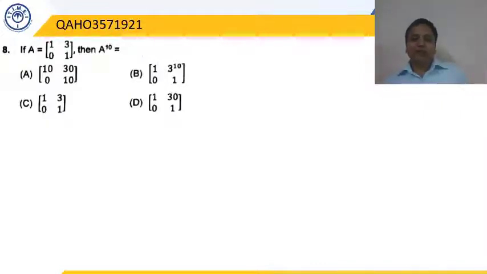Let's try to form a pattern. If you carefully look, in choices B, C, D, three elements are by default the same, 1 0 1. Only the first row, second column element is changing. So we'll try to figure out a pattern.